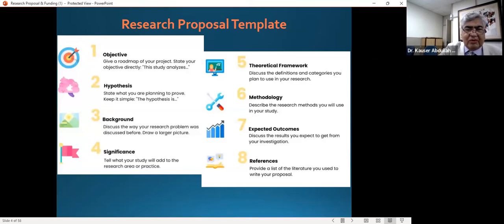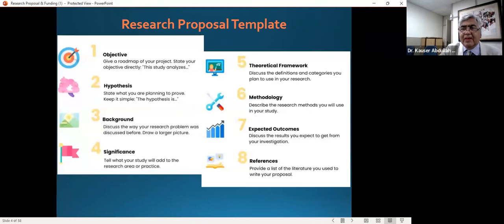And all these matters about the background are based on your own knowledge of that area. Discuss the way your research problem was discussed before. That is, the review of literature is absolutely important, because without that, no reviewer will accept your statements. And the significance is what extra or what new knowledge your study is going to add to the research area.